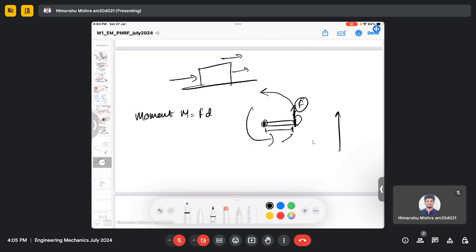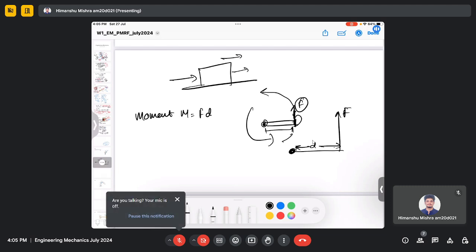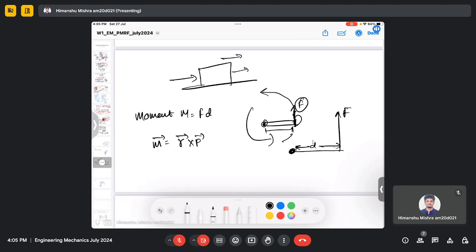So for example, this is the direction of force. Its perpendicular distance is this. This is your perpendicular distance, which is d. So this perpendicular distance, along with the force F, causes the moment. In vector notation, you can define the moment as r cross F, where r is the position vector and F is the force vector.